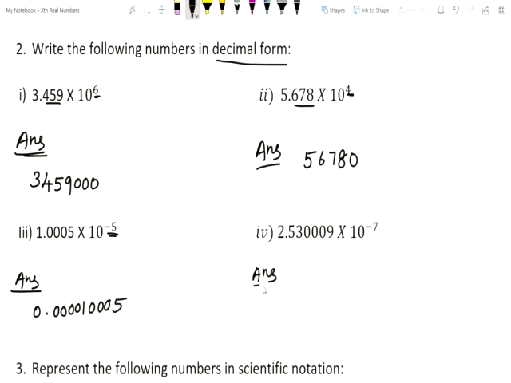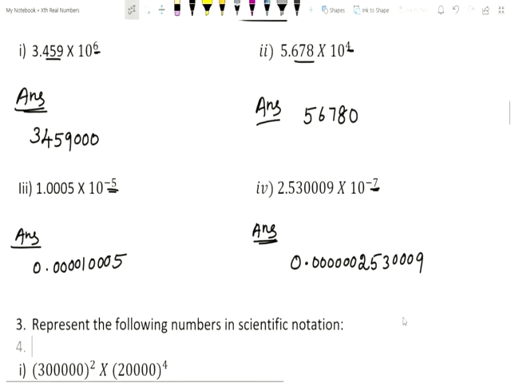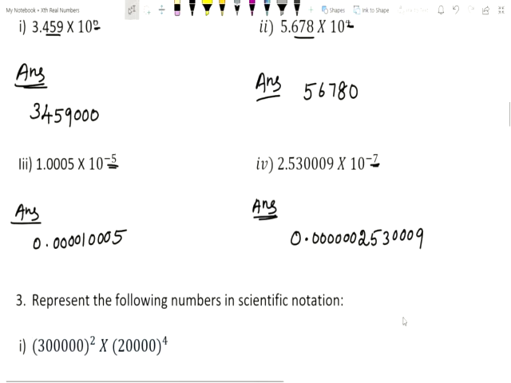See the next one. Here the power is minus 7, so start from 0 point. Here 1 digit is there, so the remaining 6 zeros you put: 1, 2, 3, 4, 5, 6, 2, 5, 3, 0, 0, 0, 9. Do you understand, children? See the next one.